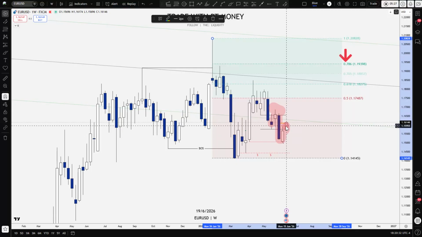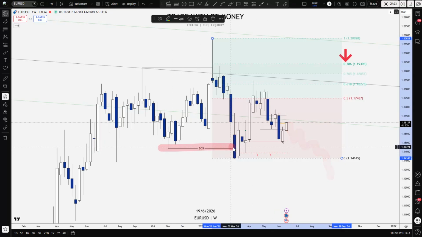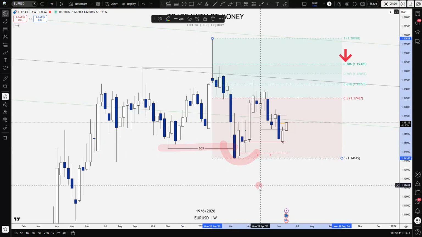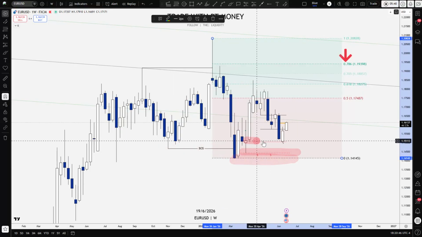Now we have another pullback. Can we expect the market to continue down lower? I think we can, like I explained, because of this bearish break of market structure. I think we are heading towards these lows, this low, and this low.